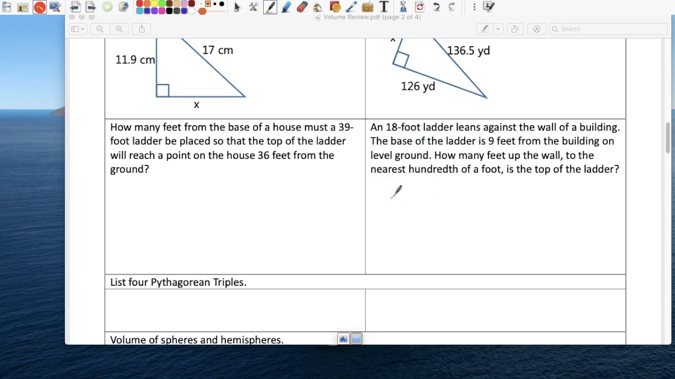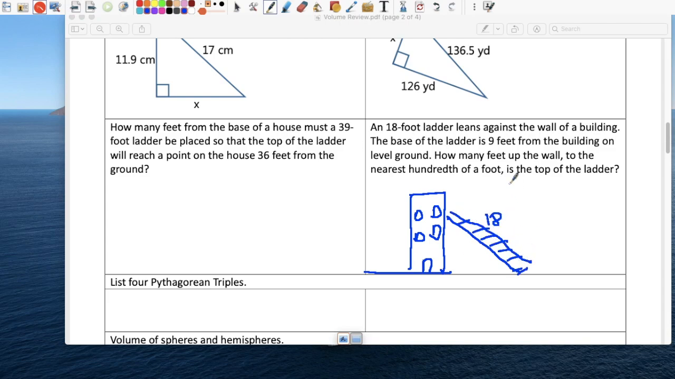There's another problem here. So against a building, oh, thank God, easier to draw. Here's a building. Door, windows, and an 18-foot ladder. So there's a ladder already leaning against the wall. So we know that the ladder is 18. So there's my hypotenuse. The base of the ladder is 9 feet from the base of the building on the level ground. So this right here is 9. So how far up on the building are we? So we need to find this guy here. This is our unknown. So let's go. That's the hypotenuse. This is B, and we need to find A.